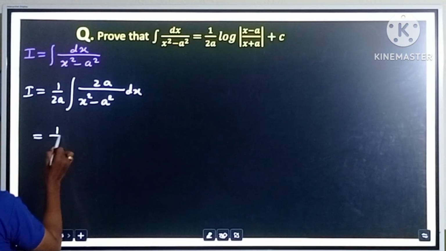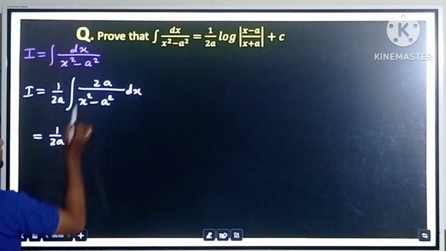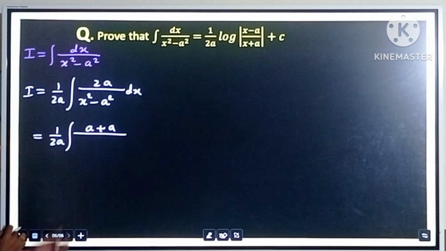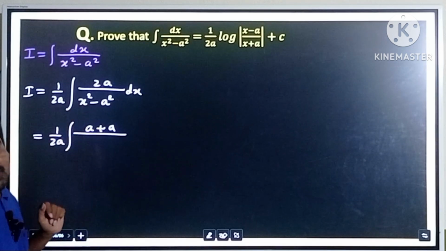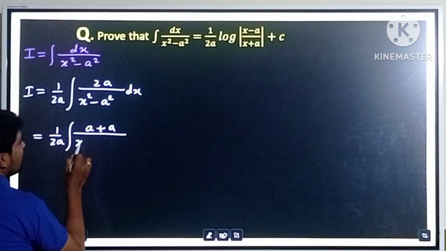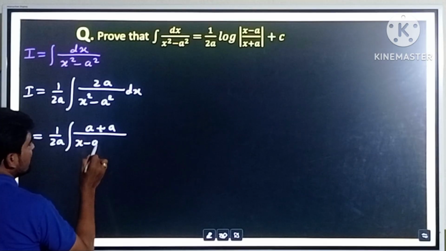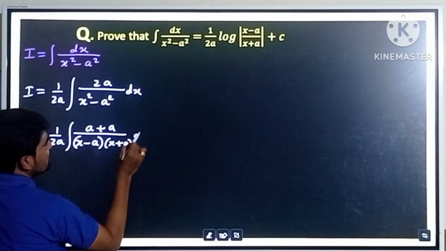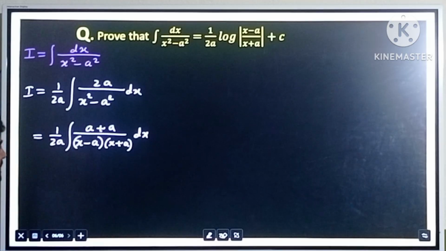Same thing again, 1 by 2a, integration of 2a can be written as a plus a divided by using the algebraic formula a square minus b square, can be written as x square minus a square is equals to x minus a into x plus a with respect to x. I hope all of you understanding.